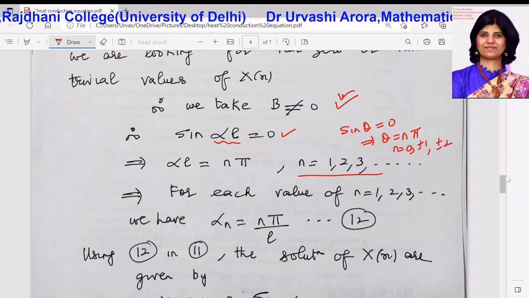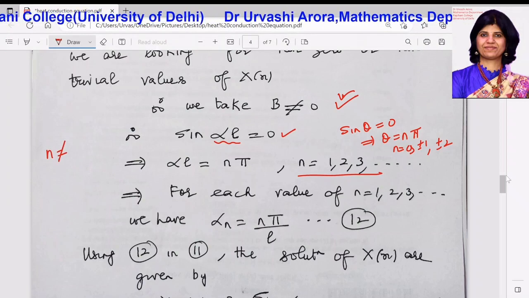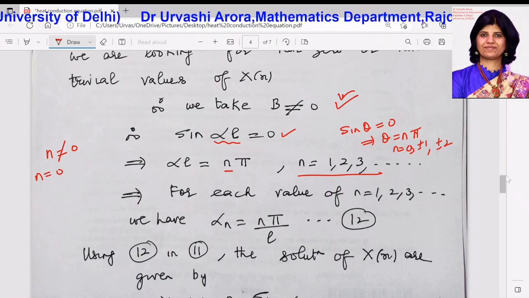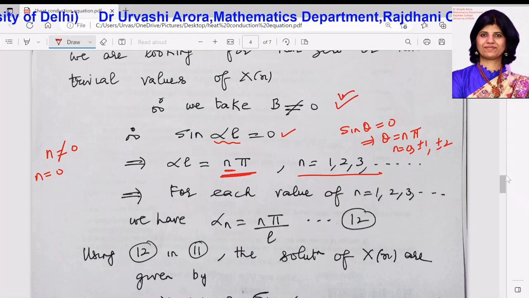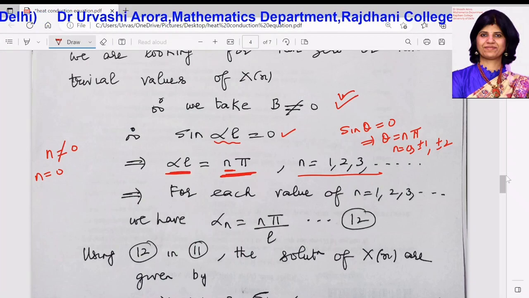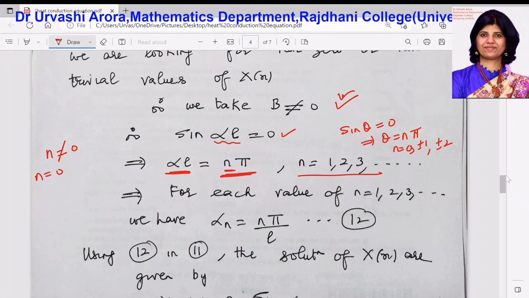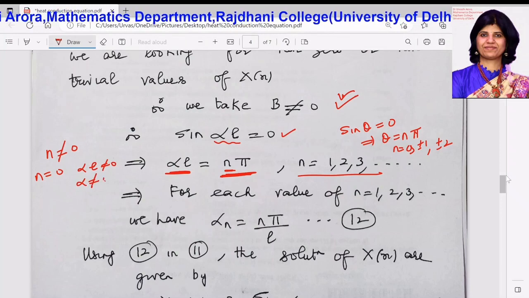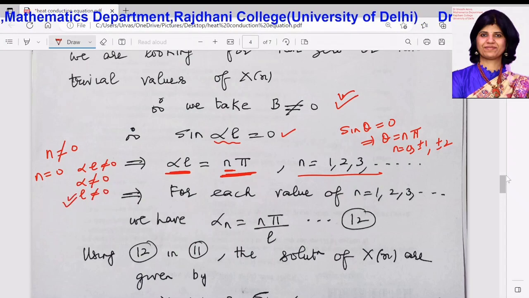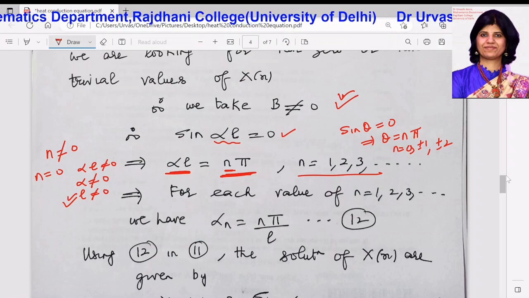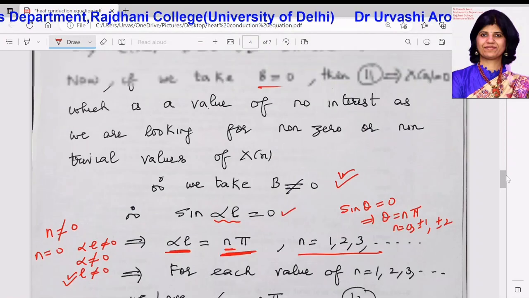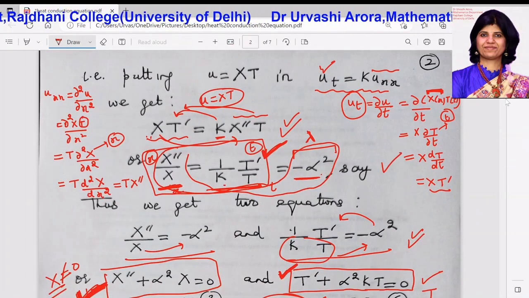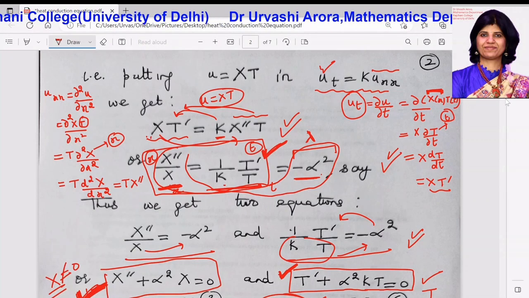Now you can see over here that I have not taken n to be equal to 0. n can't be 0 over here, because if you take n as 0, then this product would be 0, and alpha L would be 0. But alpha L is non-zero. Why is alpha L non-zero? Because alpha is non-zero and L is non-zero. L stands for the length of the string. As far as alpha is concerned, alpha is non-zero, because if you remember, alpha came into the picture when we were able to reduce the equation to separable form.